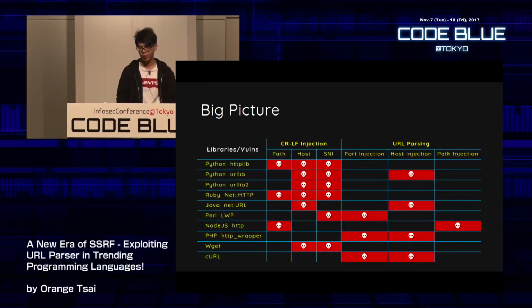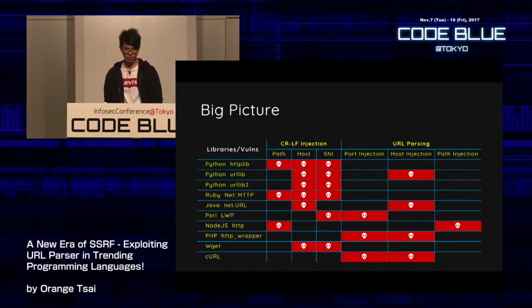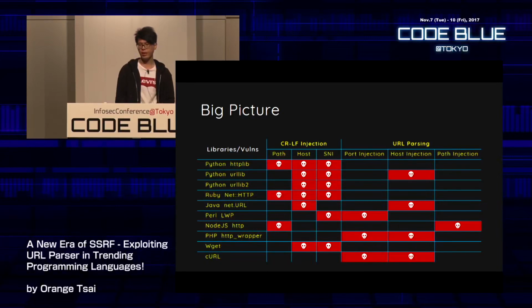This is the big picture of the problems we will mention today. We classify the URL parsing issues into 3 types: port injection, host injection, and path injection. So does protocol smuggling: smuggling on path, smuggling on POST, and smuggling on SNI.